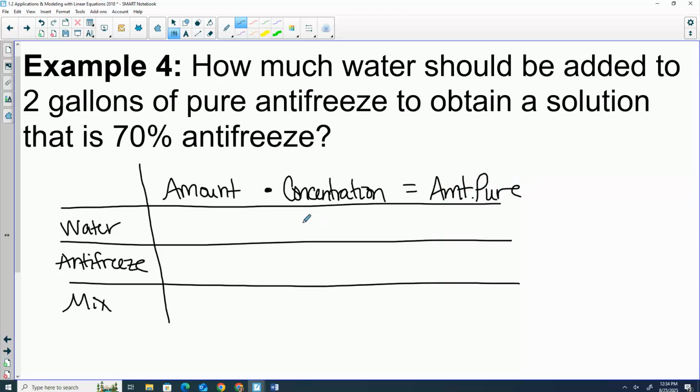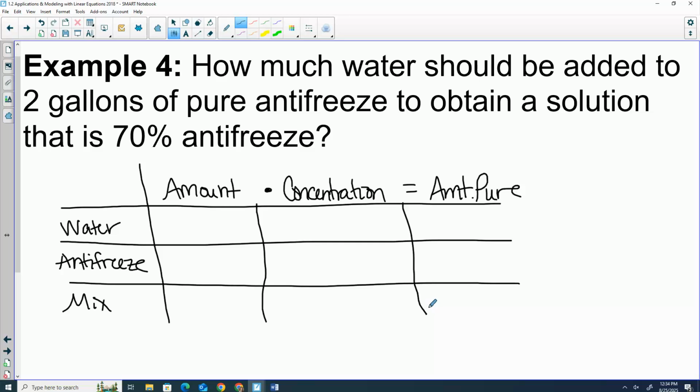How much actual apple juice was it? So if I took the number of gallons of my mixture times the concentration, I get the amount of pure apple juice. When we do these mixture problems, that's the formula we're doing across the top every time. Are there any questions so far? Now, we are just going to fill in the gaps on this table.